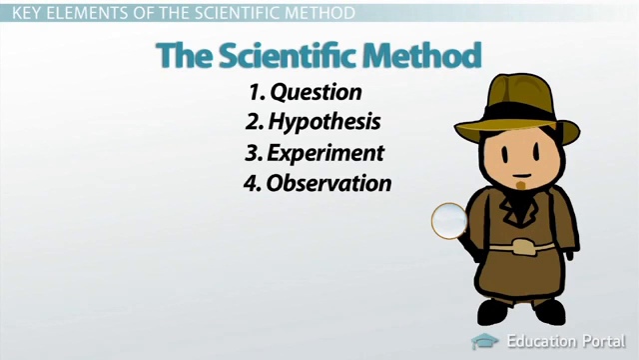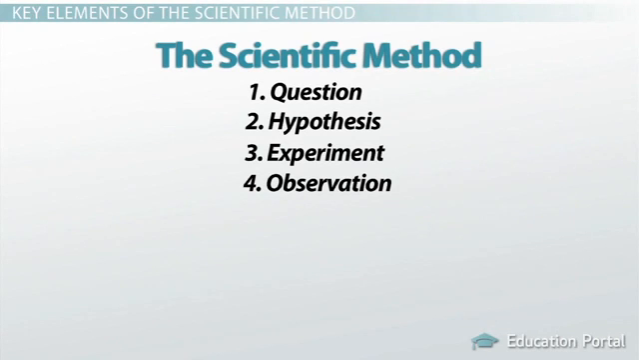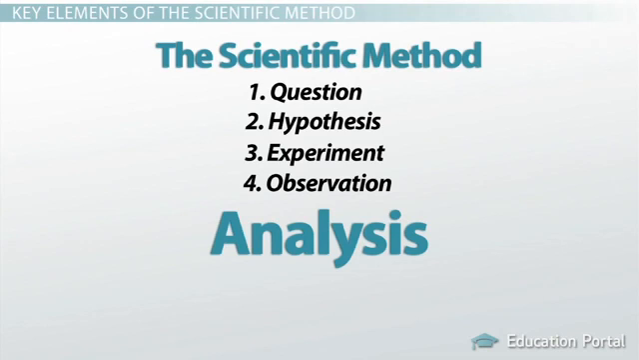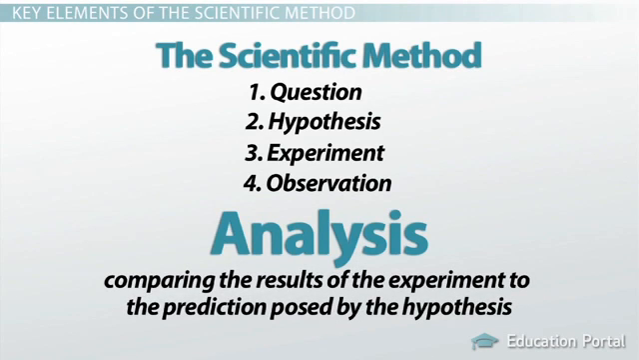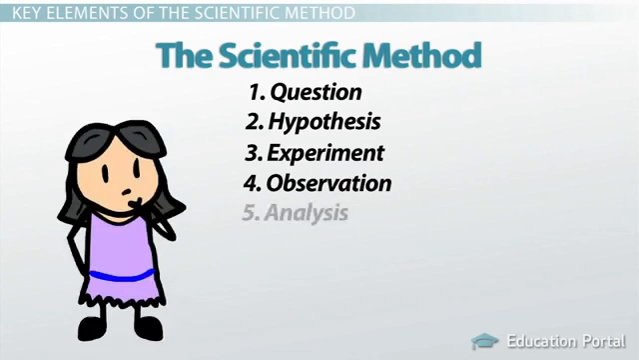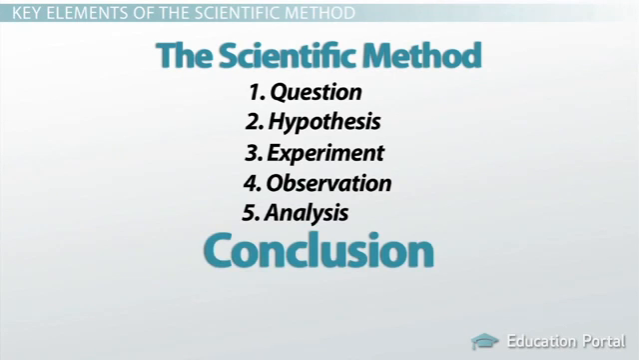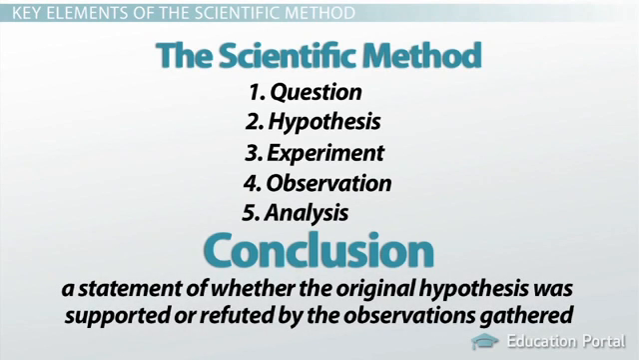Once the results are in, the scientist must begin his analysis. Data analysis involves comparing the results of the experiment to the prediction posed by the hypothesis. Based on the observations he made, the scientist has to determine whether his hypothesis was correct. Then he sums up his findings with a conclusion. The conclusion of a scientific process is a statement of whether the original hypothesis was supported or refuted by the observations gathered.